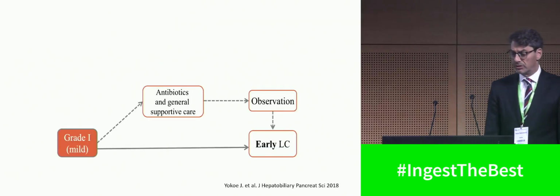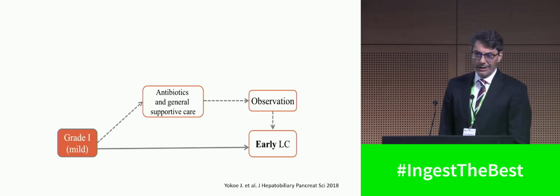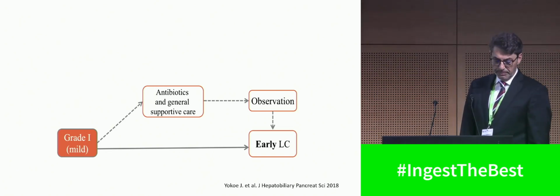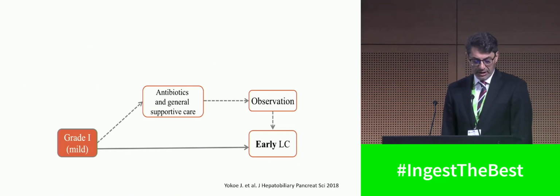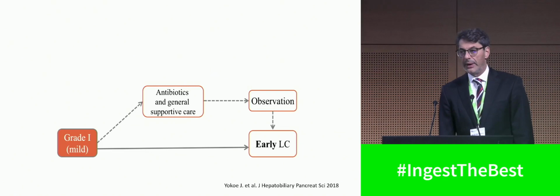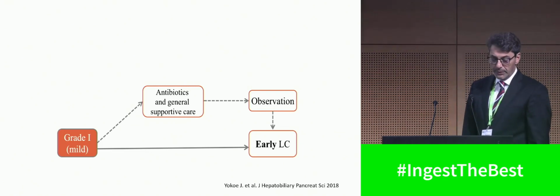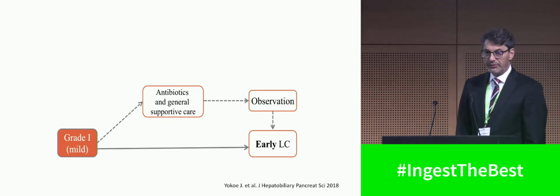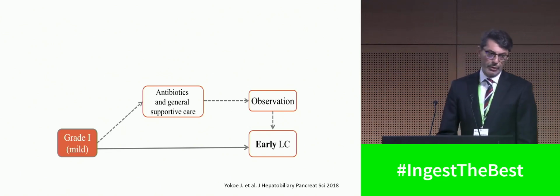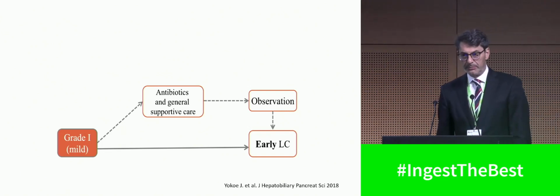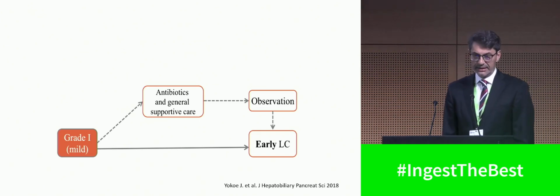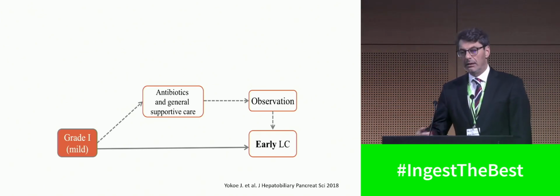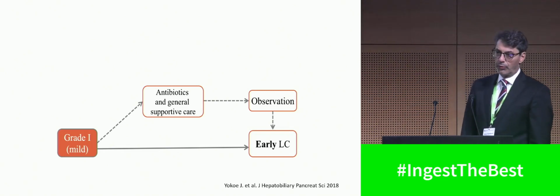And this is how, according to the latest Tokyo guidelines, 18, we should treat patients with grade 1 acute cholecystitis. The most proper way is to go directly to early laparoscopic cholecystectomy. Patients who are not fit for surgery, who have coagulopathy, previous drug treatment, or any signs that they cannot go immediately to surgery, can be given antibiotics, fluids and painkillers, and be observed.